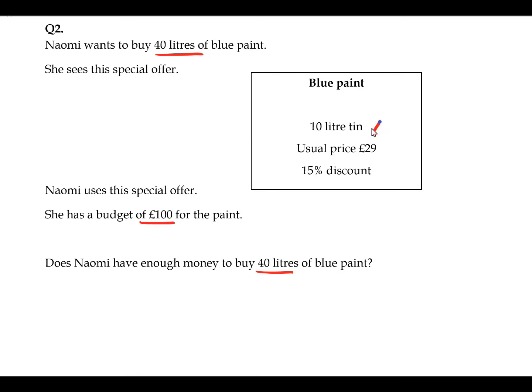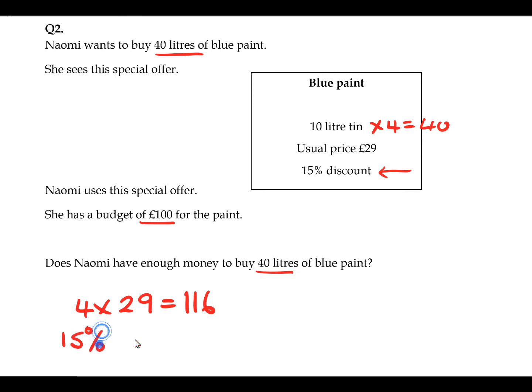So to buy 40 litres at the usual price, she would need 4 tins of paint to give her the 40 litres. So 4 tins of paint with a usual price of £29, using my calculator, is £116. Now, there's a 15% discount, so we need to apply the discount. Now, it's the calculator exam, so it's 15% of the £116. Put this into your calculator, and it tells us the discount is £17.40.